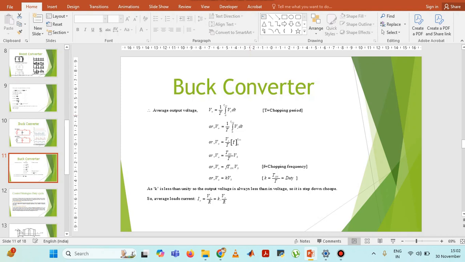Normally, the buck converter is highly efficient, often reaching 90% or higher depending upon the design and components used in the circuit. Buck converters are widely used in power supplies for devices like laptops, mobile phones, and embedded systems where a lower or regulated voltage is needed from a higher input voltage source. Okay, that is all for today's discussion.